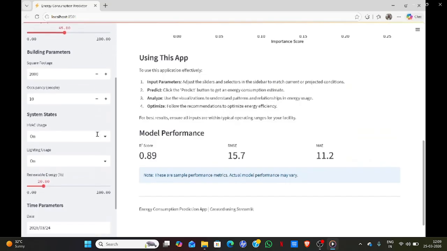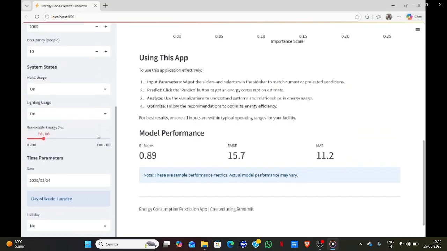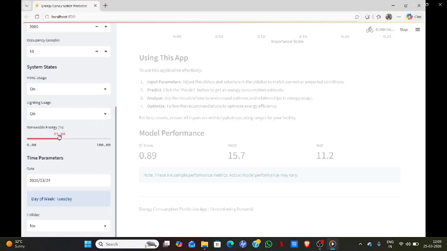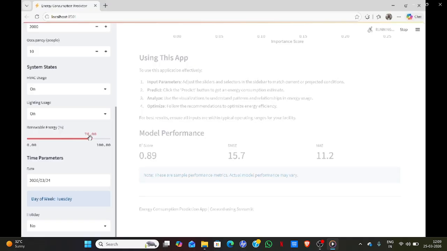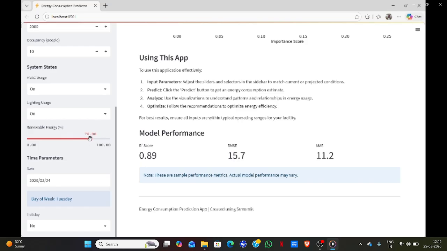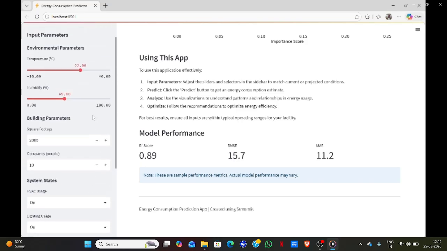And next, let's talk about model performance evaluation. To ensure that our system is both reliable and practical, we used standard regression evaluation metrics such as R squared score, root mean square error, and mean absolute error. The R squared score tells how well the model explains the variance in the target variable. In other words, how accurately it can predict energy consumption compared to real world observations.